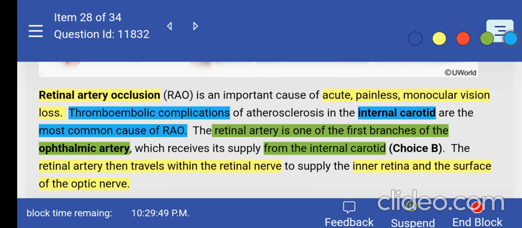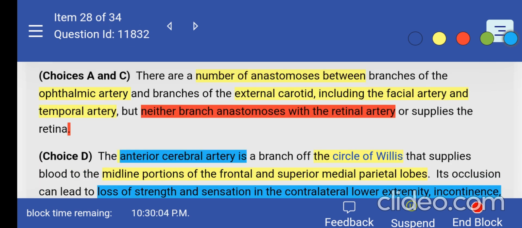Okay. Why not option A and C? Because there are a number of anastomoses between branches of the ophthalmic artery, which is the branch of what? Internal carotid artery. This is important. And branches of the external carotid artery, including the facial artery and temporal artery, right? Although there is a lot of anastomosis between them, neither branch anastomoses with the retinal artery, which supplies the retina, right? So that is the reason.